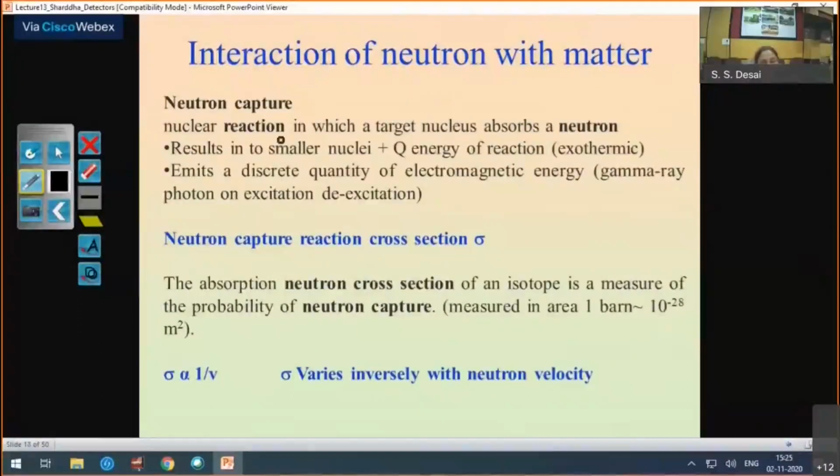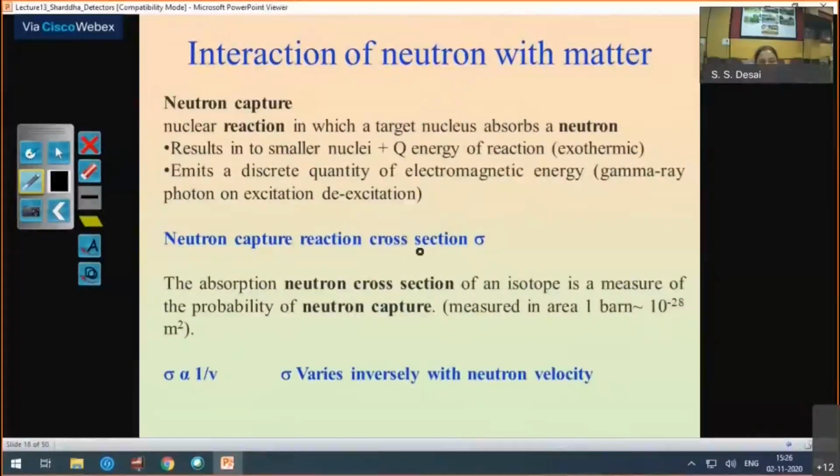So when the neutron is captured using these two reactions, we can see that the Q energy is released, as well as, in boron-10, electromagnetic energy or excitation energy in scintillators. All these things have some probability of reaction to occur, and this probability is called the neutron capture cross section.